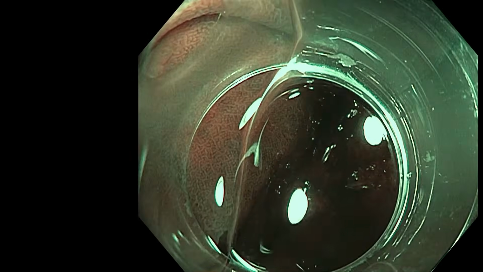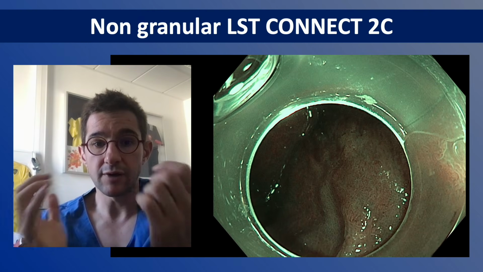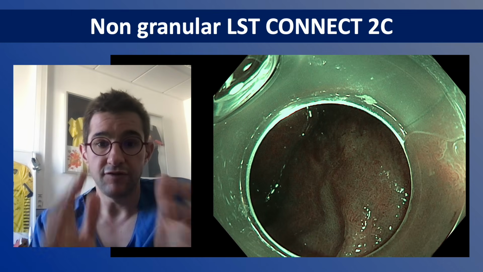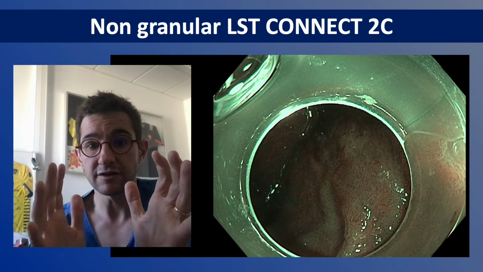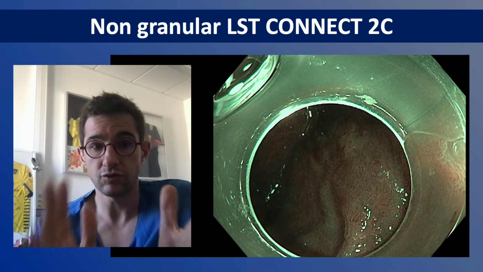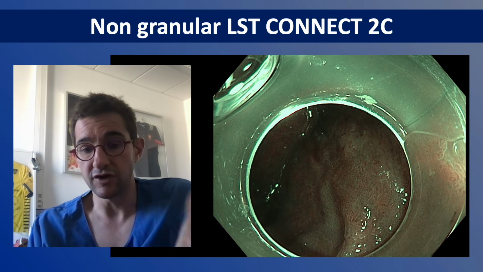relatively difficult to detect. And when you go close, the vessels seem regular, no area without pattern, no area with irregular pattern, and this lesion has a risk of around 20% of T1 cancer, despite the fact that you see nothing in your characterization. And for us, this kind of lesion is a good candidate for ESD.